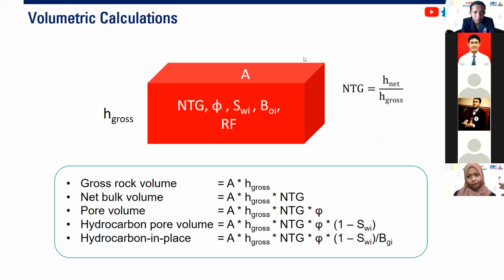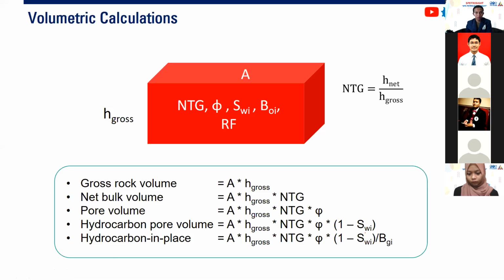Okay, gas volumetric, we want to know the hydrocarbon in place. So this is the conceptual image of our gas reservoir. We know the area, the net to gross, the porosity, the initial water saturation, and then the formation volume factor for gas. I use O here for oil, but I should change it with G. All right, so Bgi. And then recovery factor. So maybe you already learned it in your class. It's quite easy. We can know the gross rock volume and net bulk volume, pore volume, and lastly, hydrocarbon in place.